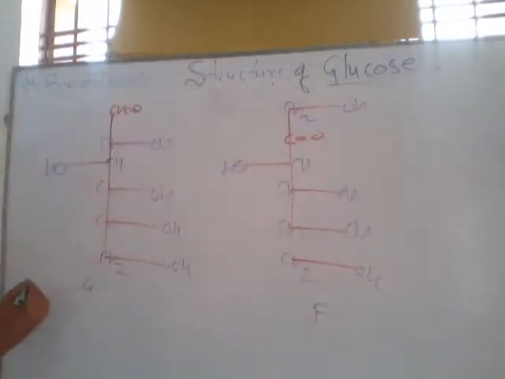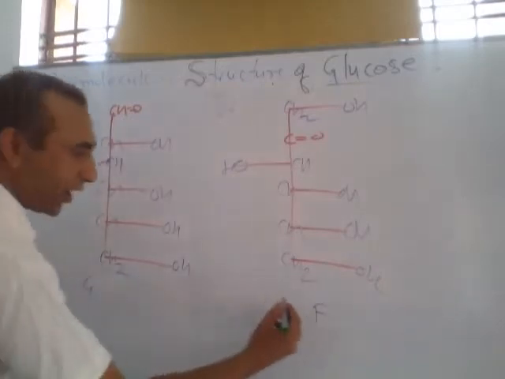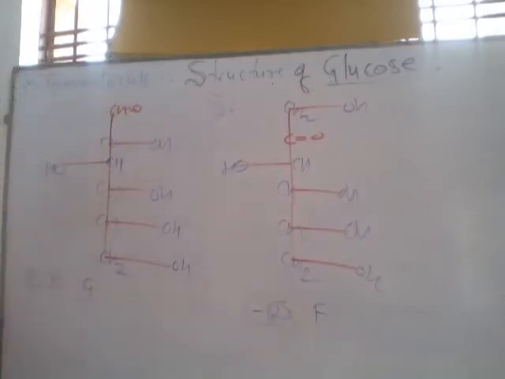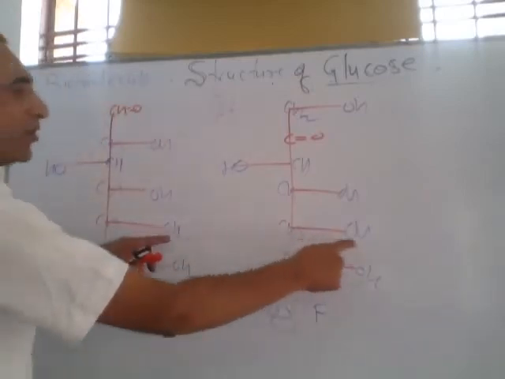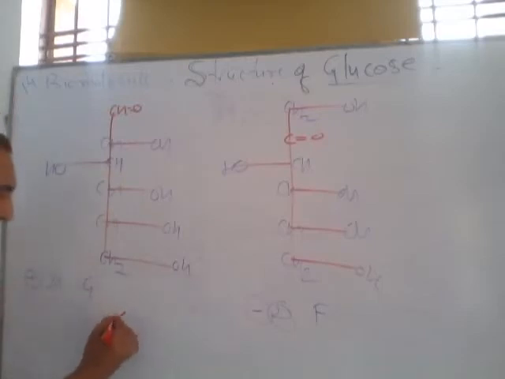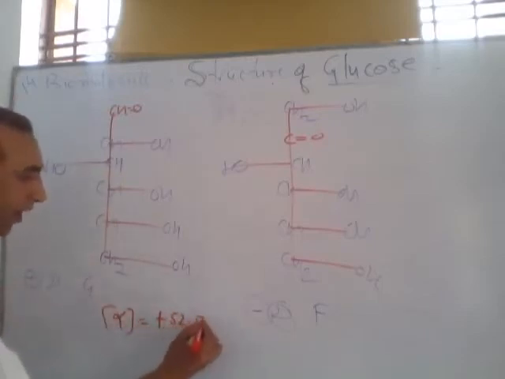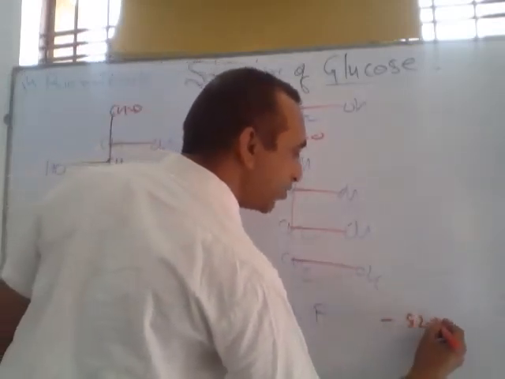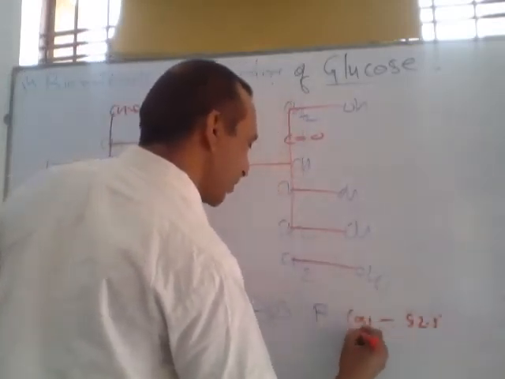Before, we write plus D glucose and for this one we write minus D fructose. D means in these two compounds the orientation of the second last carbon is on the right hand side, but the sign means glucose is dextro. The rotation of glucose is actually with plus sign 52.5 degrees. The rotation of fructose is actually minus 92.5 degrees specific rotation.